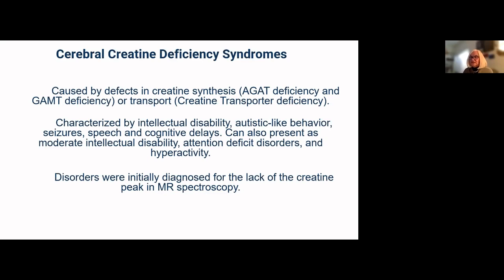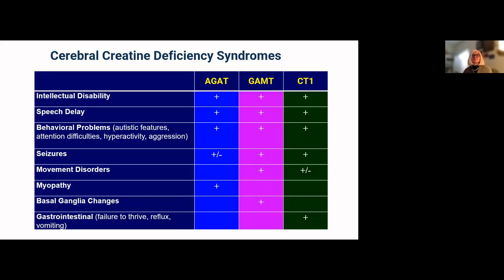They are all characterized by intellectual disability, autistic-like behavior, seizures, and speech and cognitive delays. They may present with a milder phenotype with moderate intellectual disability, attention deficit disorder, and hyperactivity. Initially, these disorders were diagnosed through brain magnetic resonance spectroscopy because of the lack of the creatine peak.